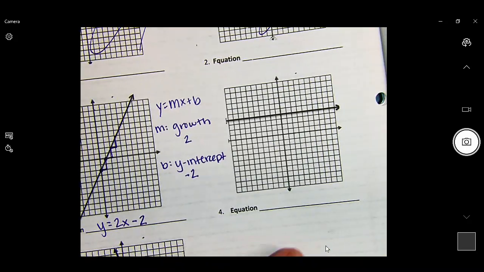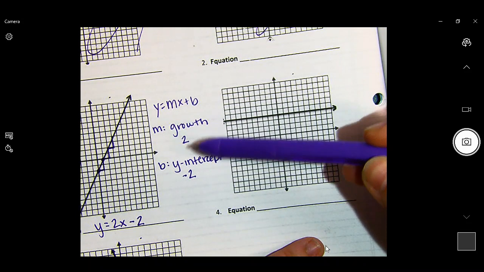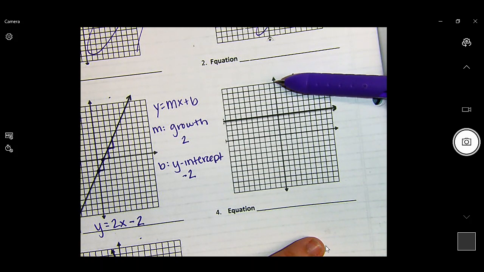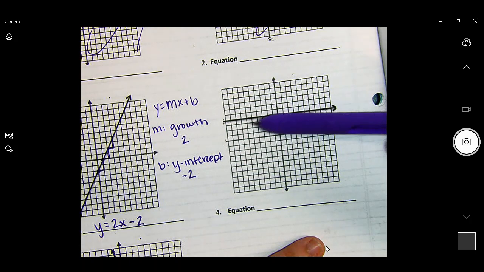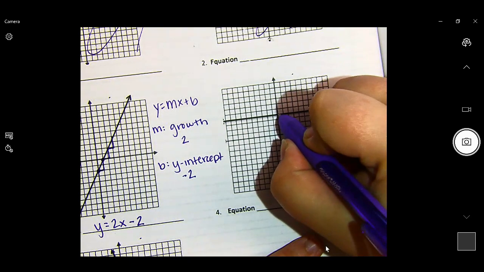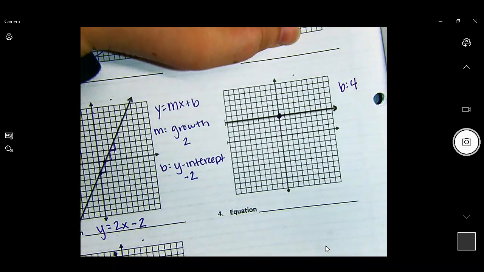All right, moving on to equation 4. Again, I need to know my m, which is my growth, and my b, which is my y-intercept. So let's start with that, the y-intercept. So looking at my y-axis, okay, my line crosses it right here. Okay, so my y-intercept, my b, is going to be 4.